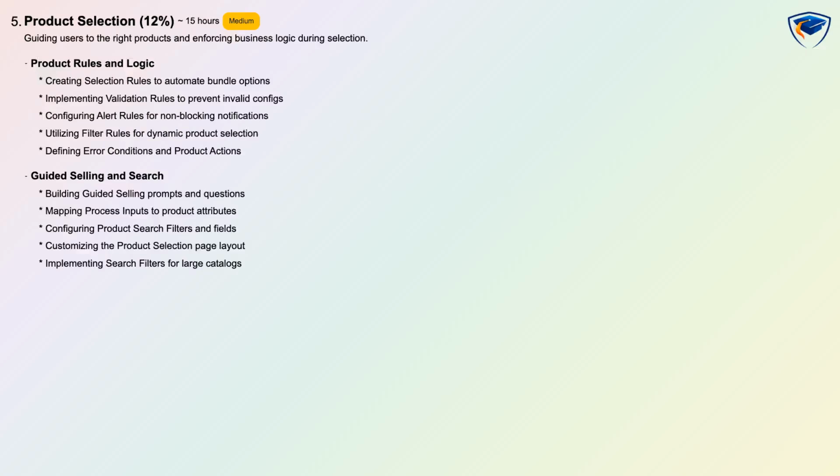Product selection is 12%, medium difficulty, estimated at 15 hours, and combines hands-on work with conceptual testing. You will build product rules for selection, validation, alerts, and filters to enforce business logic during configuration and to automate option choices. Guided selling topics include creating prompts, mapping process inputs to product attributes, customizing the product selection layout, and improving search filters for large catalogs.